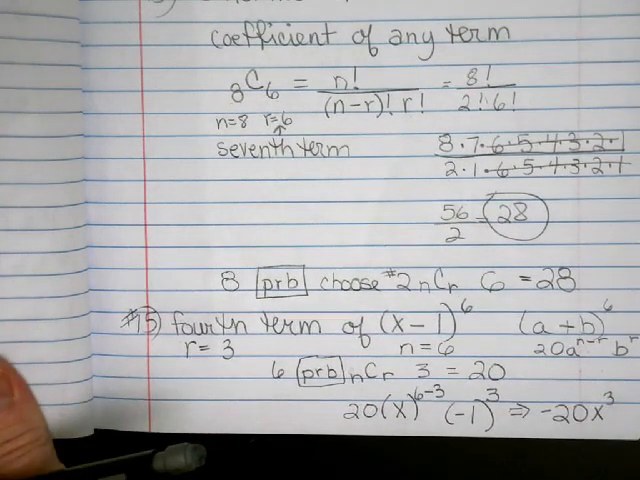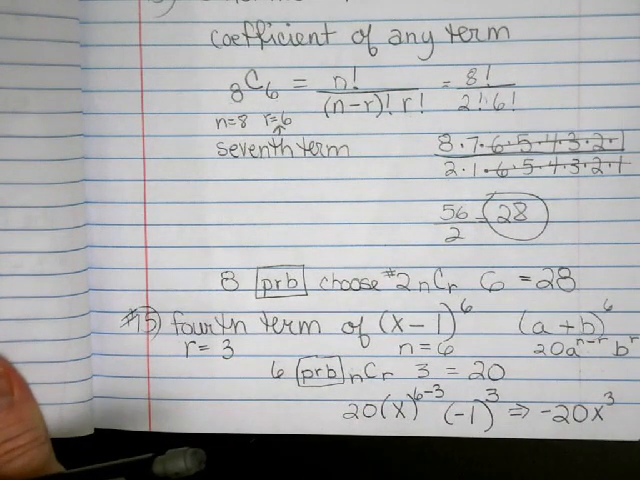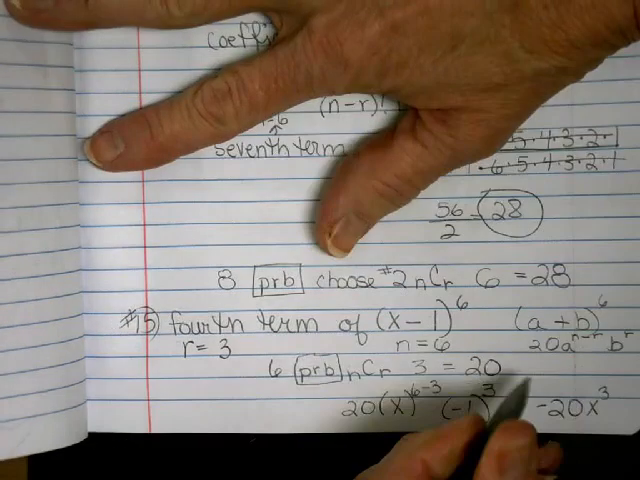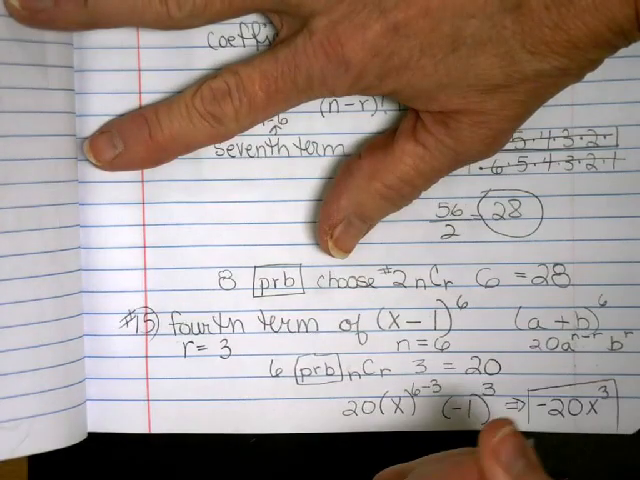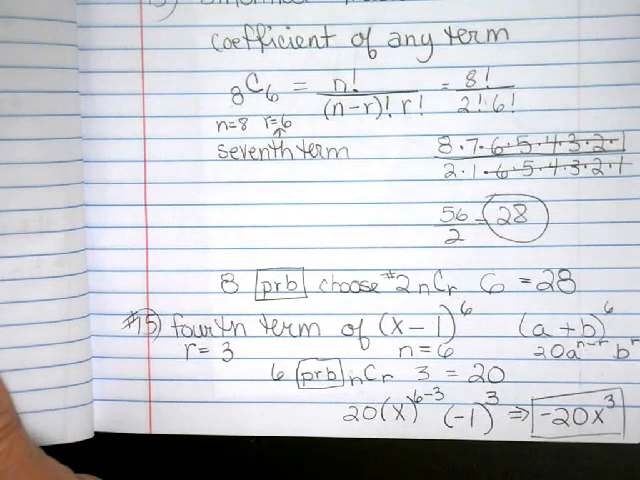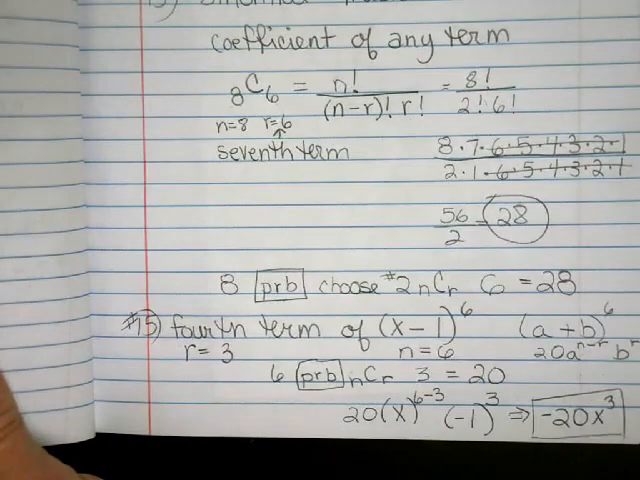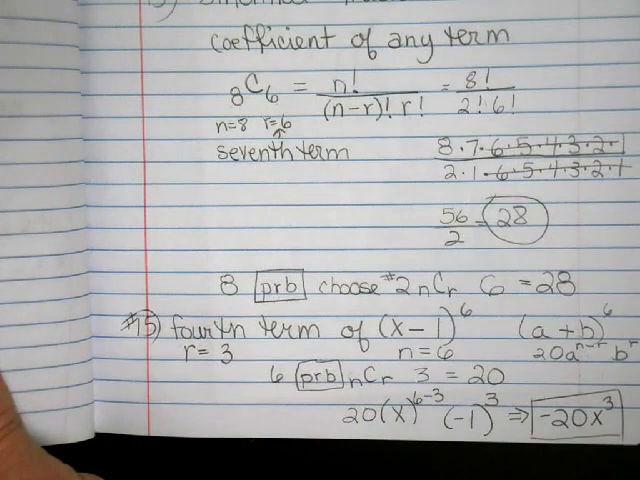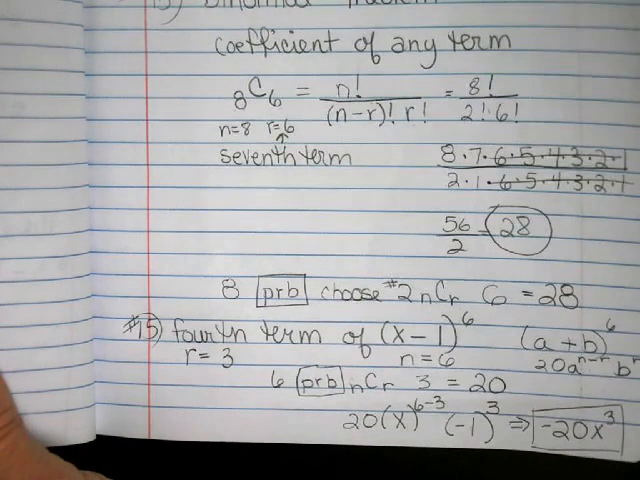So we can use this pattern for 16, 17, and 18. Just what do they tell us to do? Are you ready? This is the final result. We found the fourth term of this expanded binomial. I'm on 164.